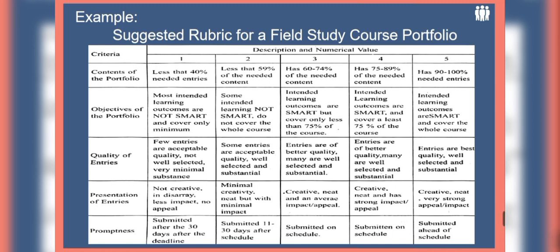There are criteria, descriptions and numerical values. For the criteria, you may check the contents of the portfolio, how fundamental the contents are, and also the objectives of the portfolio, the quality of entries, the presentation of entries and the promptness. So in the criteria you have these 5 entries, and the description with numerical values tells how the percentage rates the project.